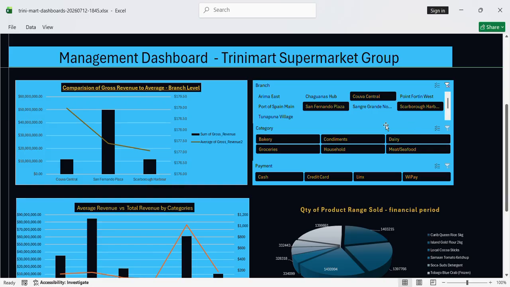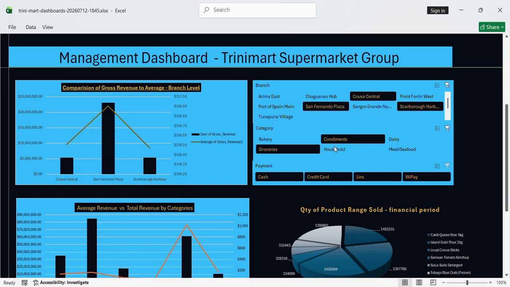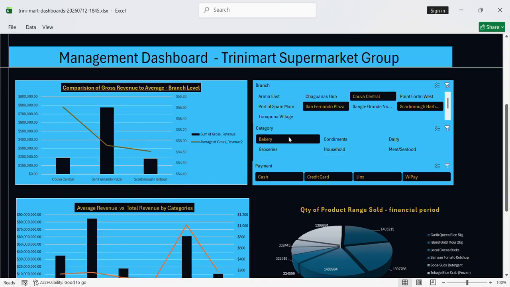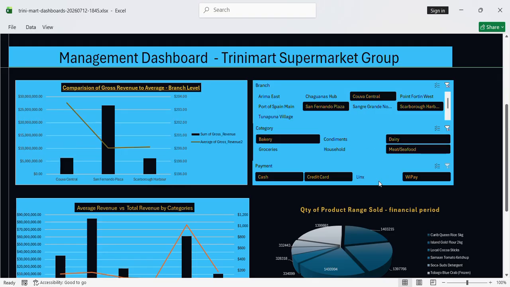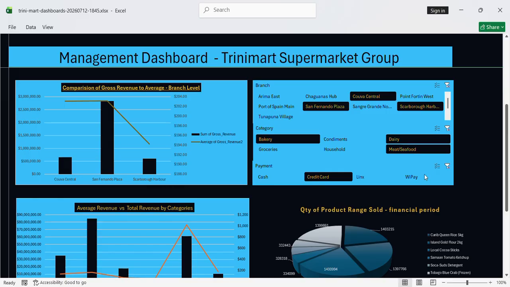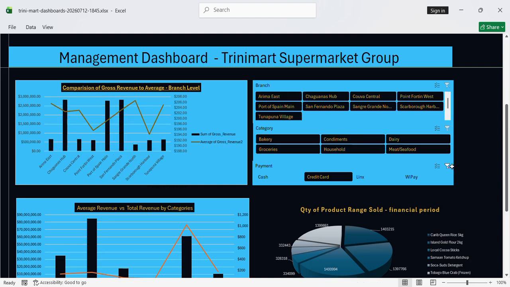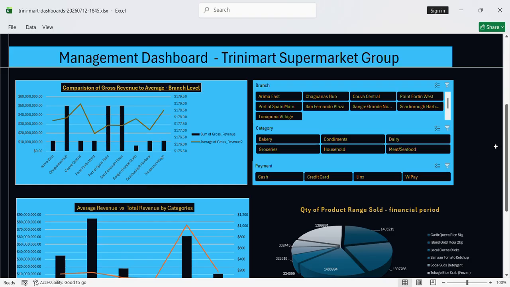So for instance, I took 3. I want to find out, say, bakery, dairy, and meat food. We want to look at the performance of the credit card. And as you're seeing on your left, the chart is being dynamically adjusted. I will just clear out the slicer widgets.